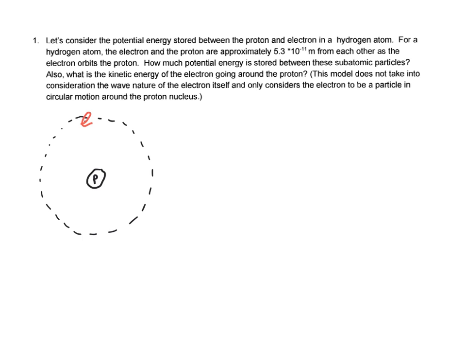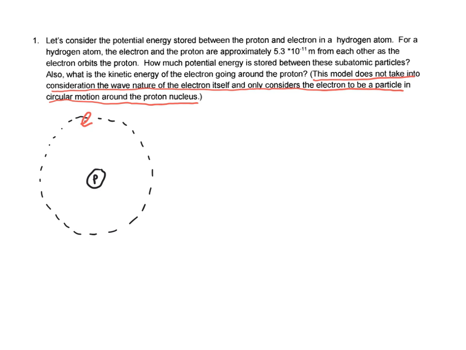It's actually not a circular trajectory, but for the sake of this problem, that's what we're going to do. That's why in the parenthetical below I say this model does not take into consideration the wave nature of the electron itself and only considers the electron to be a particle in circular motion around the proton nucleus. So we're dealing with an approximation of what really happens in a hydrogen atom.